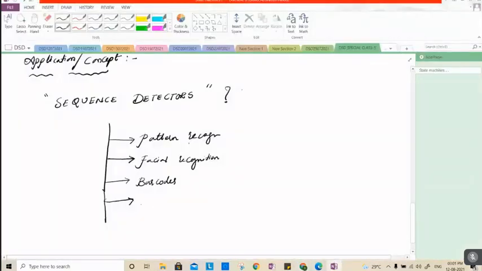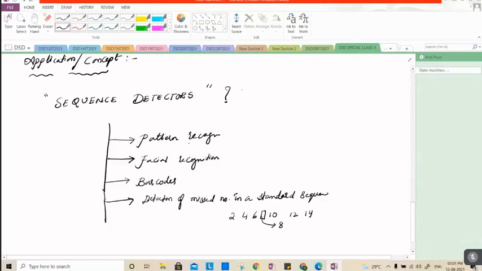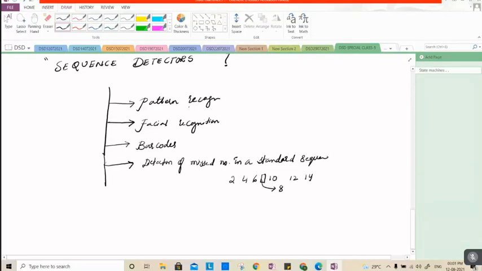Right. So Vasu is saying that detection of a missed number in a standard sequence. Suppose there are even numbers which are written in this way: 2, 4, 6, 10, 12, 14. Now what is the missed number here? 8. So this is the answer given by Vasu.